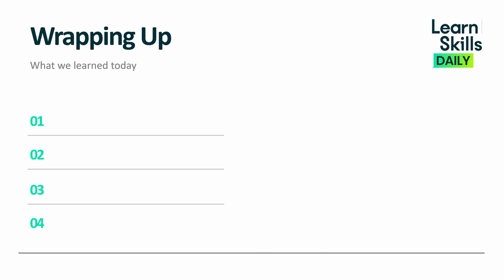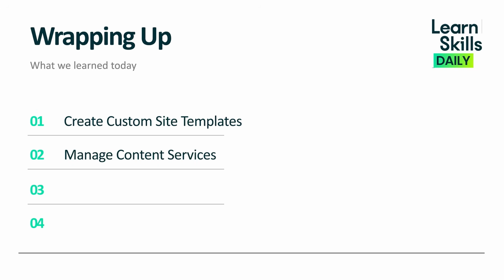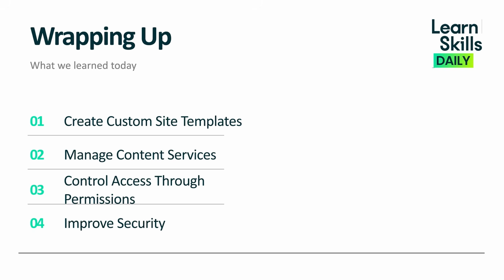Well, mission accomplished. We're able to plan and design a SharePoint site. We're able to add resources, lists, forms, document libraries, templates. And we're able to map those resources to clickable content on our page as well. So we're able to create a custom site template. We're able to manage content services. We're able to control access through permissions. Remember, there are 3 levels of permissions. And we're able to discuss some protocols for improving security as well.